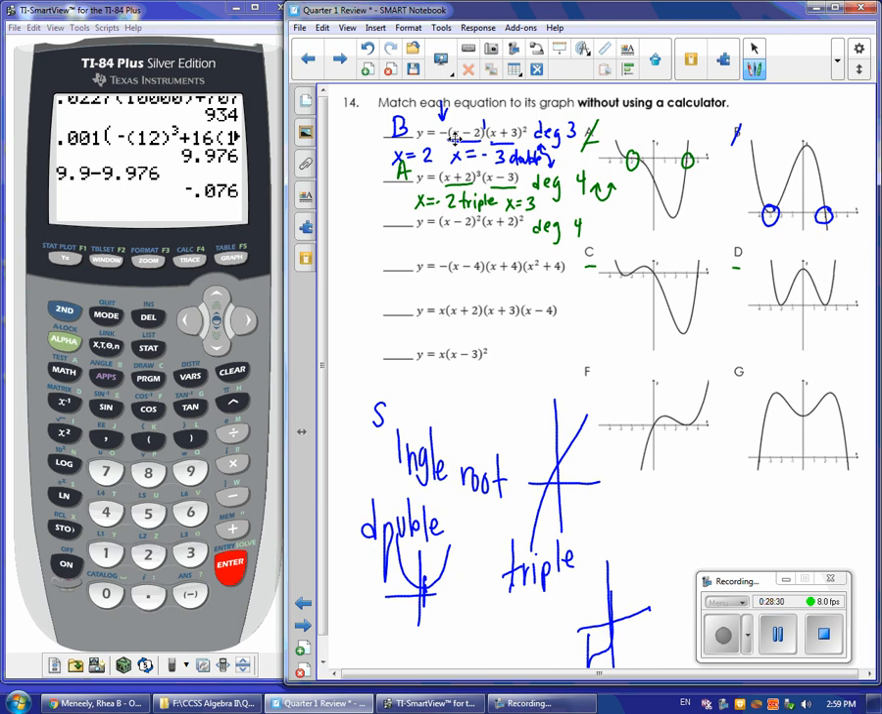So if I take a look at my first factor, I've got x minus 2. So since it's squared, that means that x equals 2 is a double. And if I look at the next factor, that means that x equals -2 is also a double. If I look at the graph of C, I can see that there's actually 4 distinct roots, so that's not going to correspond to my graph, or to my equation. But in letter D, I can see that I have a double root at -2 and a double root at +2. So D must be the correct graph for that third equation.